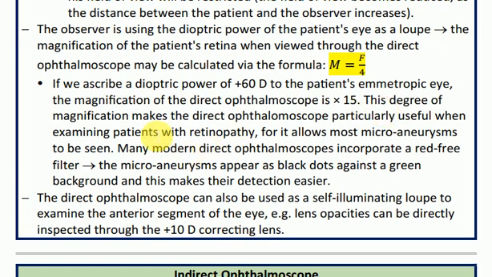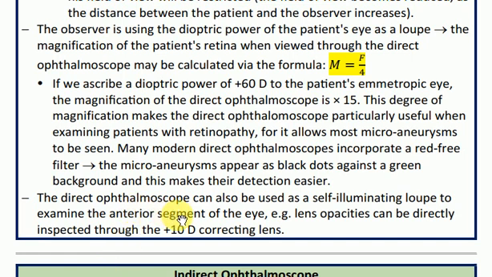This degree of magnification makes the direct ophthalmoscope particularly useful when examining patients with retinopathy, for it allows most microaneurysms to be seen. Many modern direct ophthalmoscopes incorporate a red-free filter, so the microaneurysms appear as black dots against a green background, and this makes their detection easier.